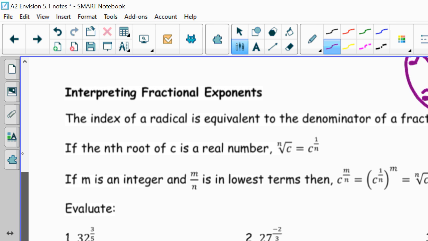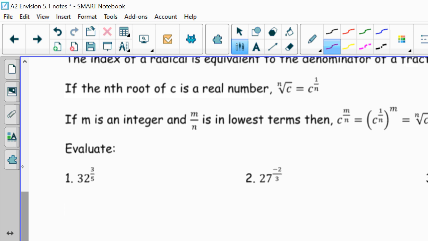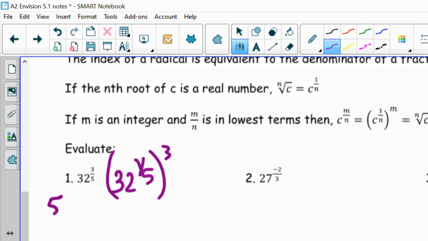Okay, so there's just lots of different ways that you can work these out. This is exactly what we were doing on the previous problems. So evaluate 32 to the 3/5 power. I'll have to rewrite this. This is really the same thing as 32 to the 1/5 power cubed. That's what this is saying. So it's the 5th root of 32, and then I'm going to cube that. We just saw earlier that the 5th root of 32 is 2, so then I have to cube that. 2 cubed, 8.